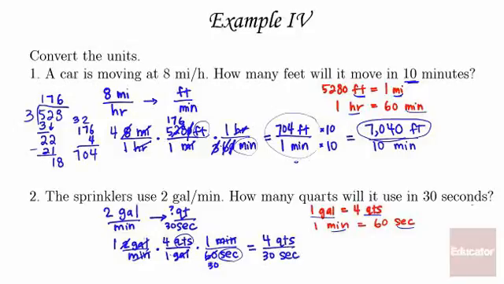Now, the reason why I decided to leave it, you could have cross-canceled it out, that's fine. Here, they ask for 30 seconds, right? They want to know how many quarts will it use in 30 seconds? So here, it'll be 4 quarts every 30 seconds. So I know that my answer will be 4. Okay, 4 quarts. Because 4 quarts per 30 seconds.